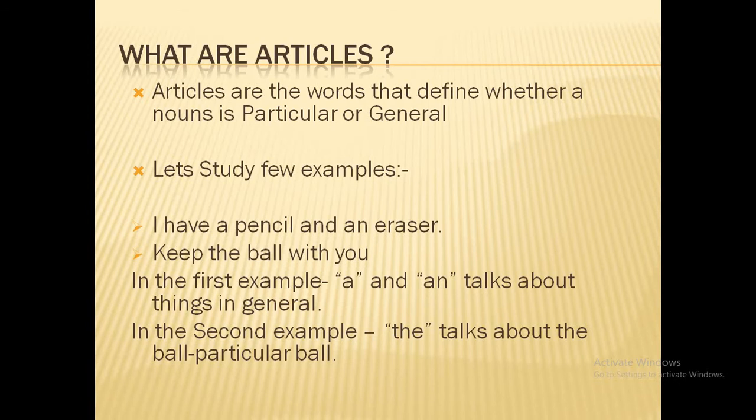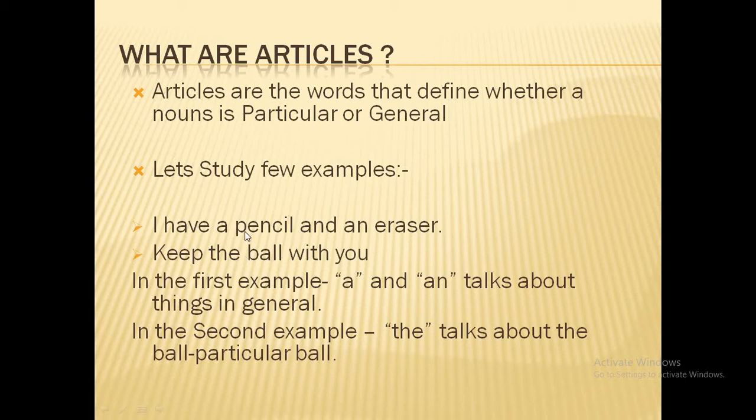What are articles? Articles are the words that define whether a noun is particular or general. In a sentence, whether a noun is particular or we are talking about something in general. So let us go for some of the examples. I have a pencil and an eraser. Keep the ball with you.